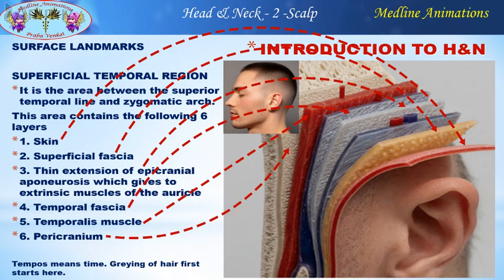The temporal region is named from the term tempus, meaning time. As graying of hair first starts here, this region is called the temporal region.